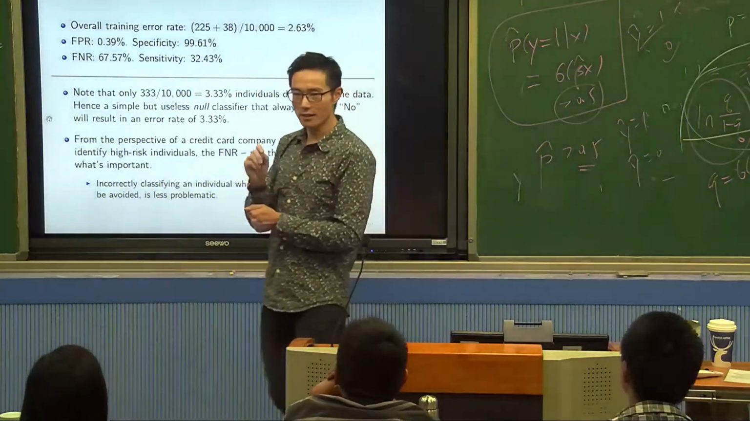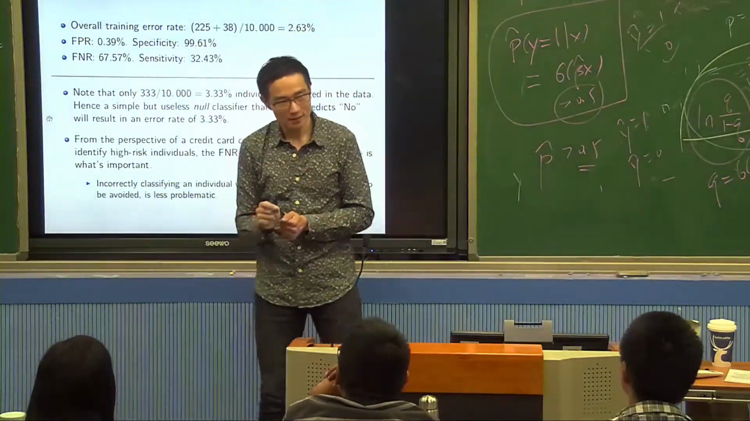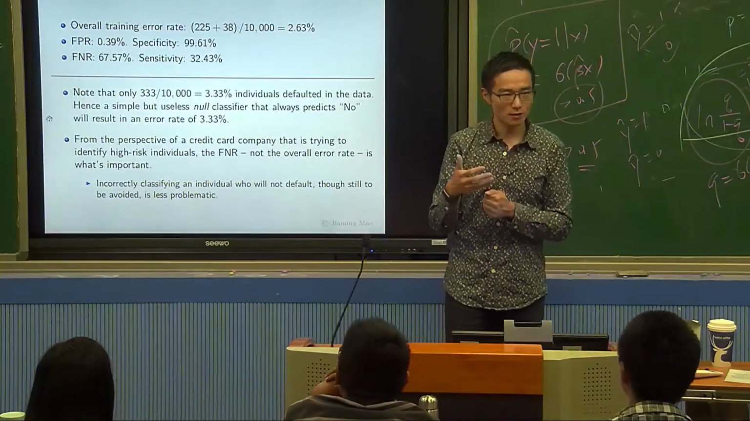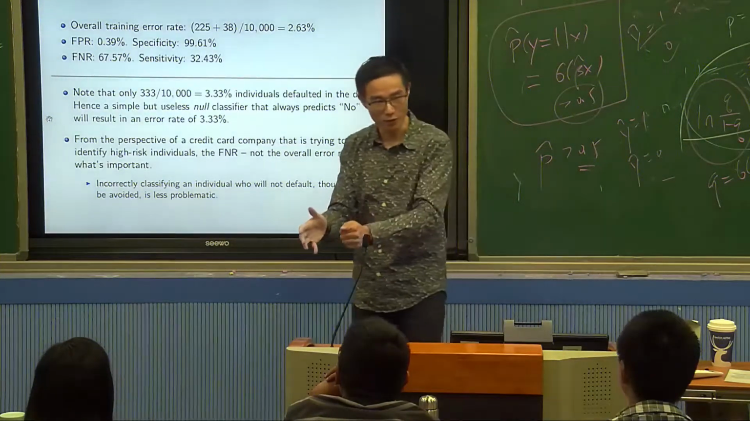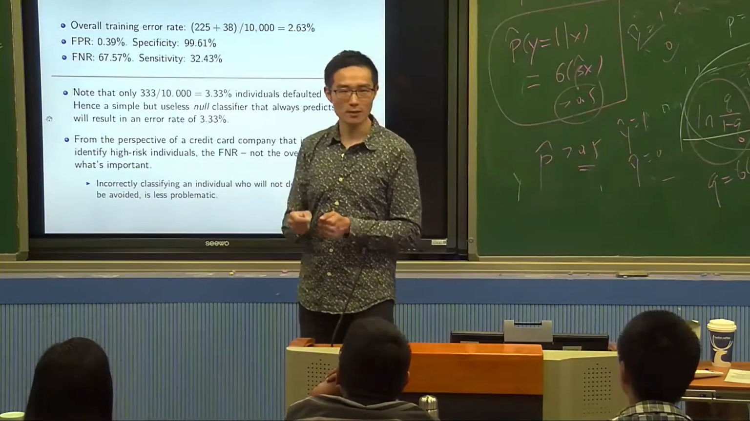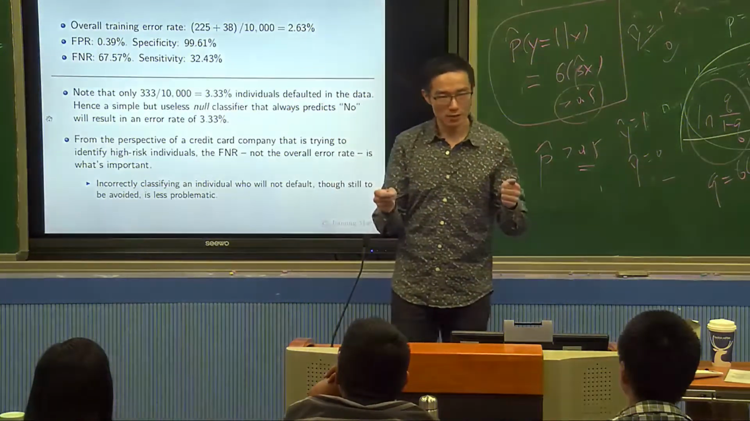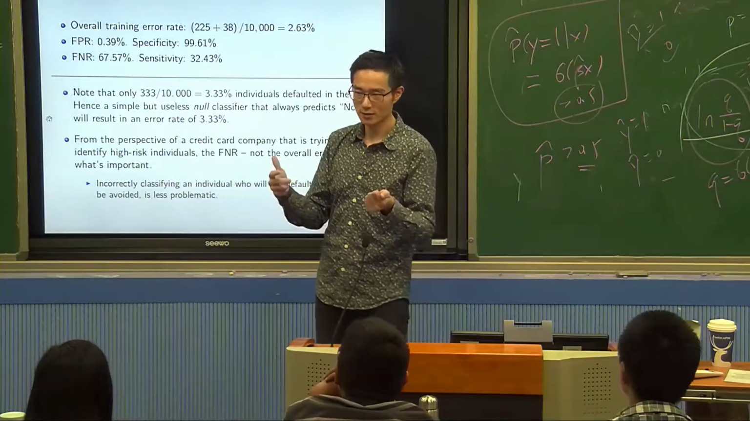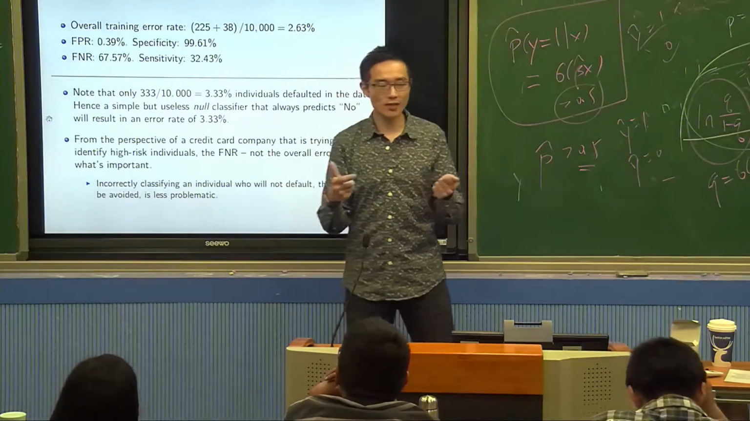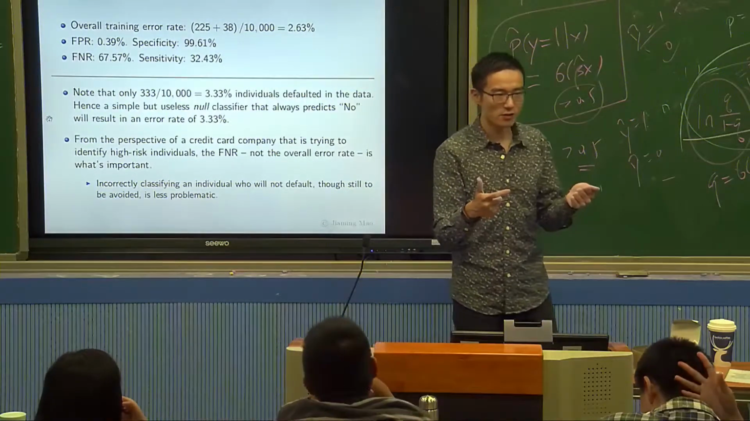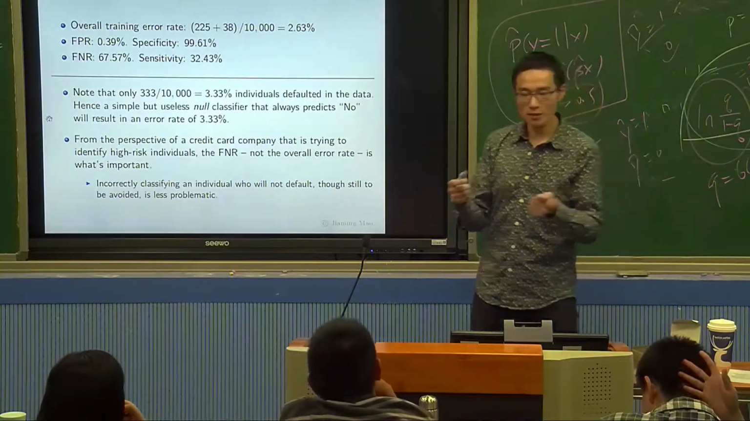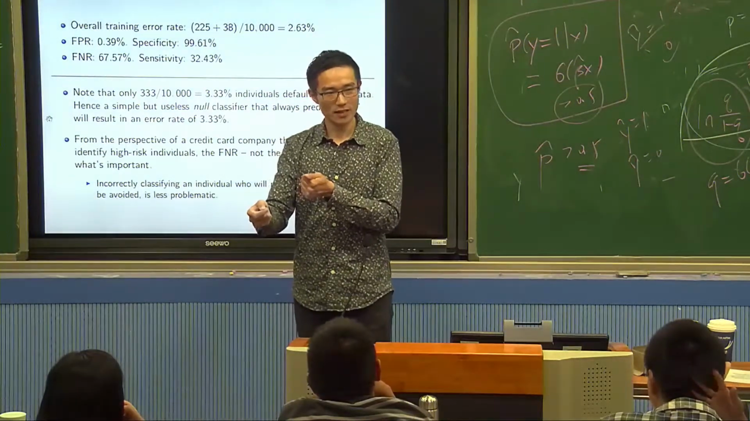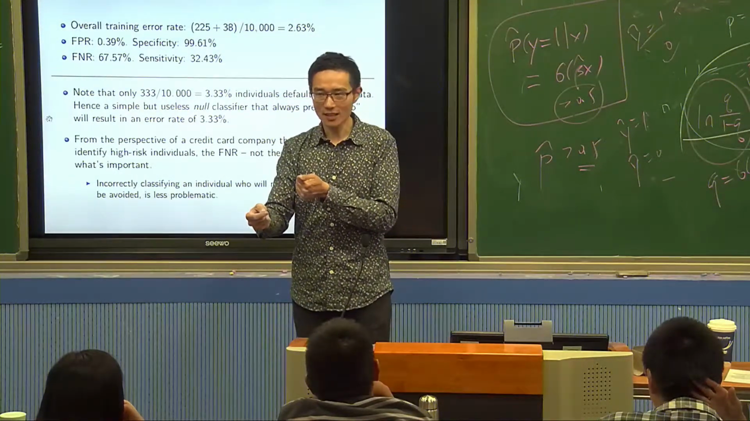The second thing is, if you are working for a bank, the bank cares about who will default. So do you care about the total error, or do you care more about false positive or false negative? Which one do you care about? False positive means people who will not default, but you think he will default. Do you care about that? Not that much, right?